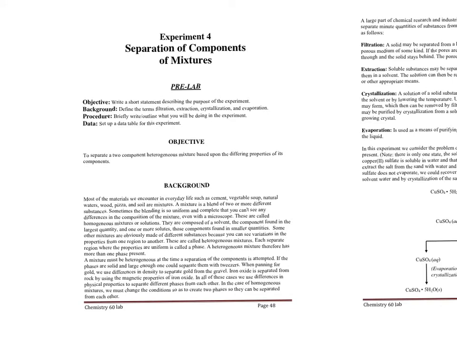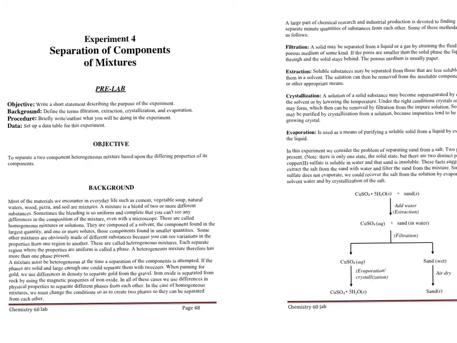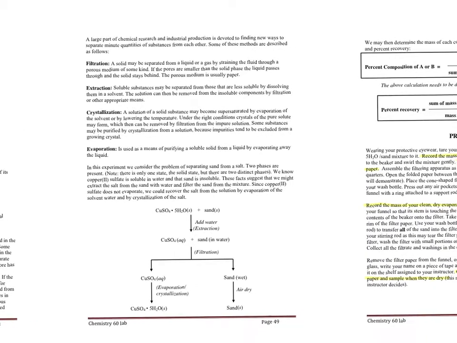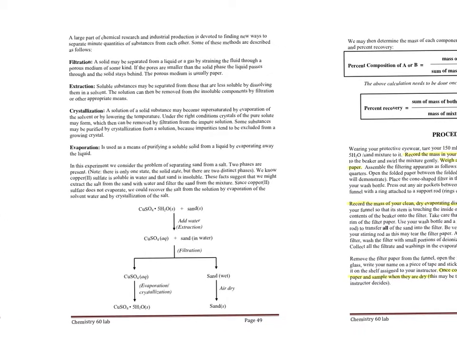In this lab video, I'm going to go over a brief introduction to experiment 4 and go over the calculations for the post-lab. In this experiment, we're working with a heterogeneous mixture of copper(II) sulfate pentahydrate and sand. We're going to separate the copper(II) sulfate pentahydrate with extraction and filtration, and we will then recover the copper(II) sulfate with crystallization.